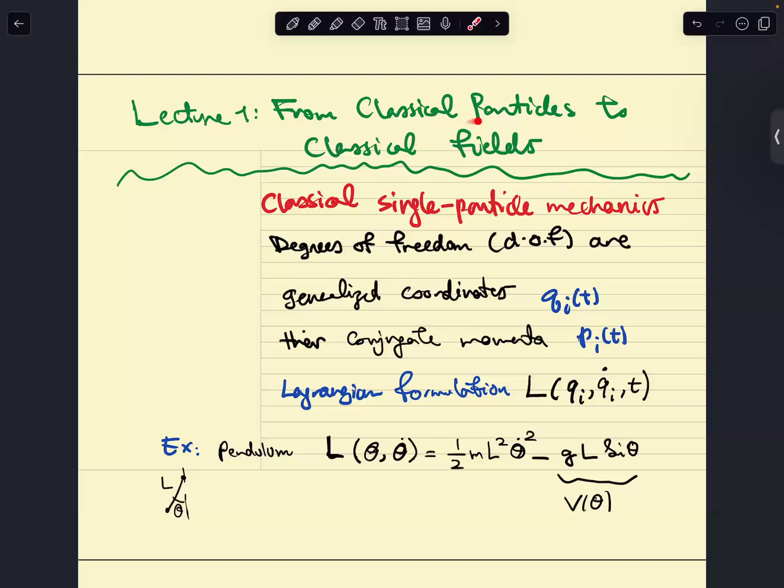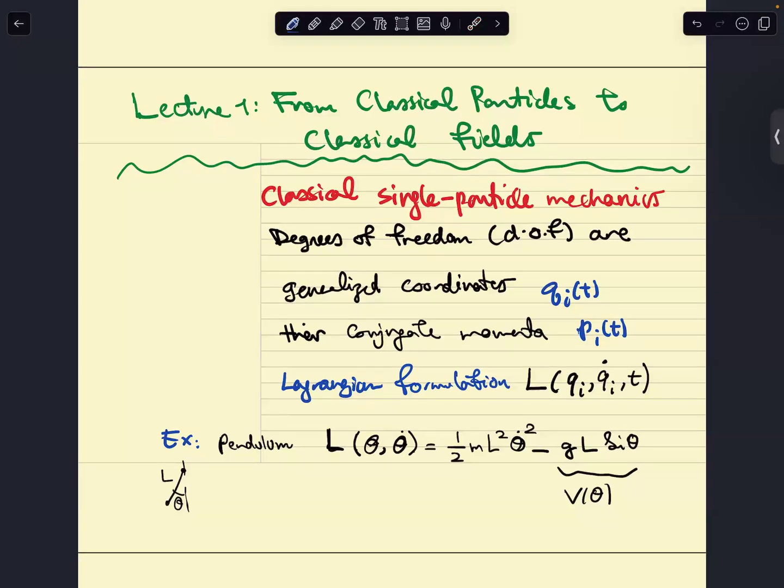So today we're going to be talking about from classical particles to classical fields. Let's start simple. Let's start with classical single particle mechanics. The degrees of freedom, DOF, are generalized coordinates, hopefully you recall from classical mechanics, that we are going to denote by Qi of t, and their corresponding conjugate momenta, Pi of t. In the Hamiltonian formulation of classical mechanics, you have Qi and Pi's, and the Hamiltonian is a function of these generalized coordinates. It's a smooth function.